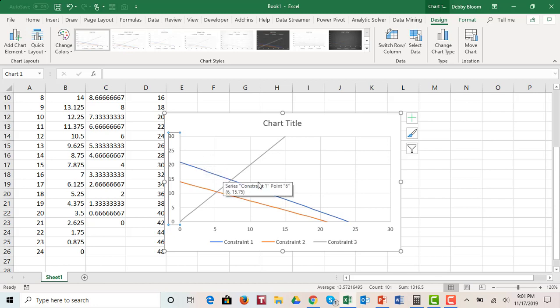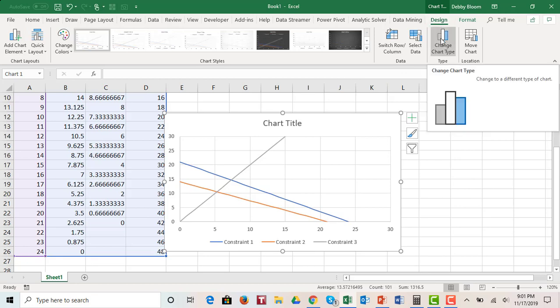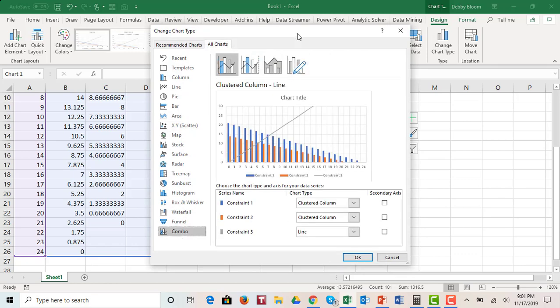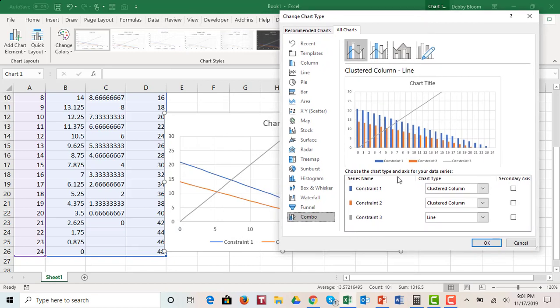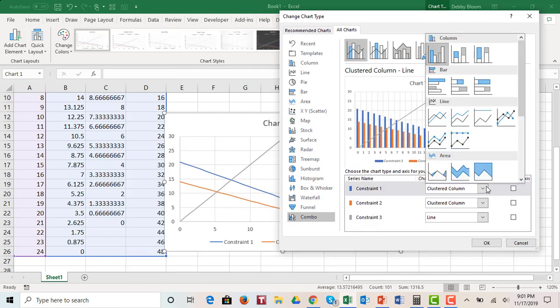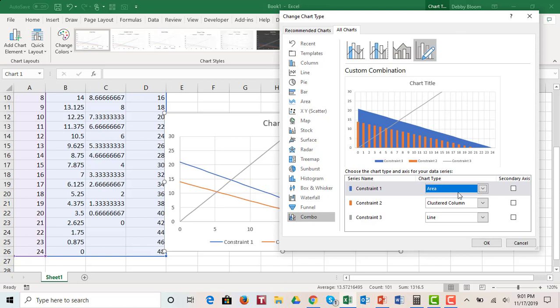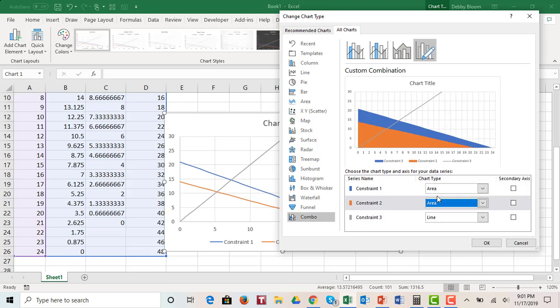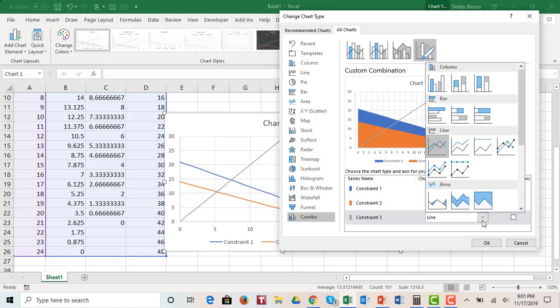Now let's talk about our other constraints. So to actually graph them, what I'm going to do is I'm going to click the background, make sure that I'm on the Design tab, and I'm going to change the chart type. So what I'm going to do is I'm going to choose a combo chart, and for constraint 1 I'm going to choose an area chart. For constraint 2 I'm going to choose an area chart, and then for constraint 3 I'm going to choose the clustered bar.